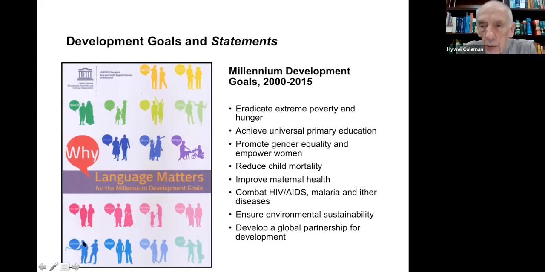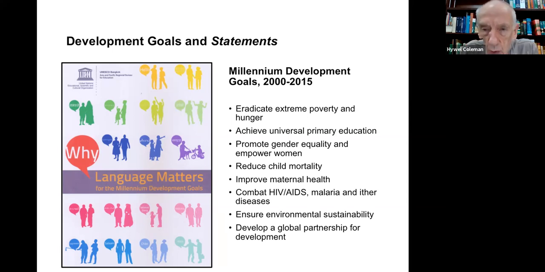So before we come to the Sustainable Development Goals, I thought we should mention briefly the preceding goals, the Millennium Development Goals, which were launched in 2000 and had 2015 as their target point. They were relatively modest. There were eight goals, and the role of languages in working towards these goals was clear in most cases. And UNESCO published a very useful, interesting book called Why Language Matters for the Millennium Development Goals, which drew out the relationship between language and the goals.